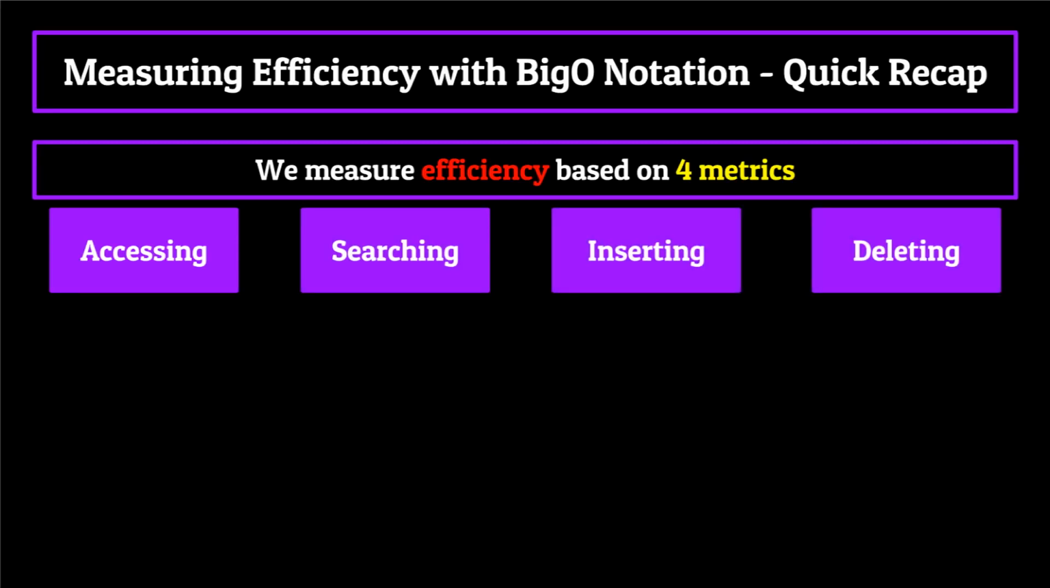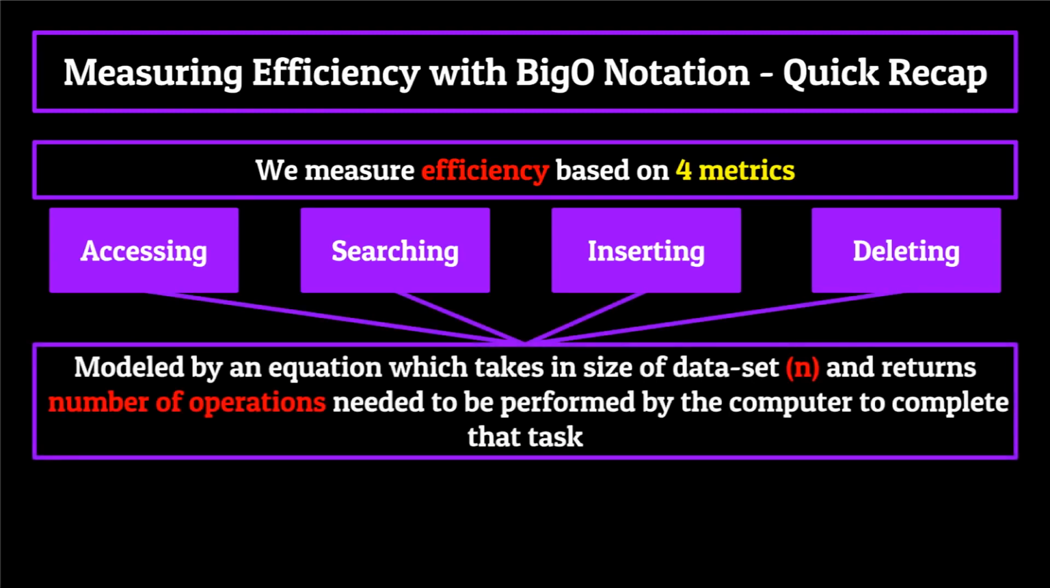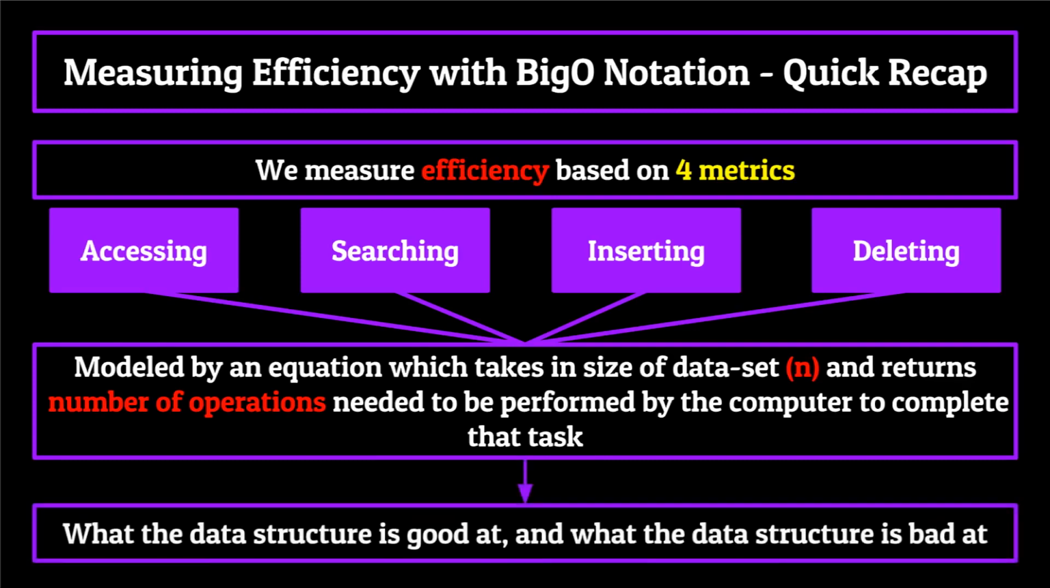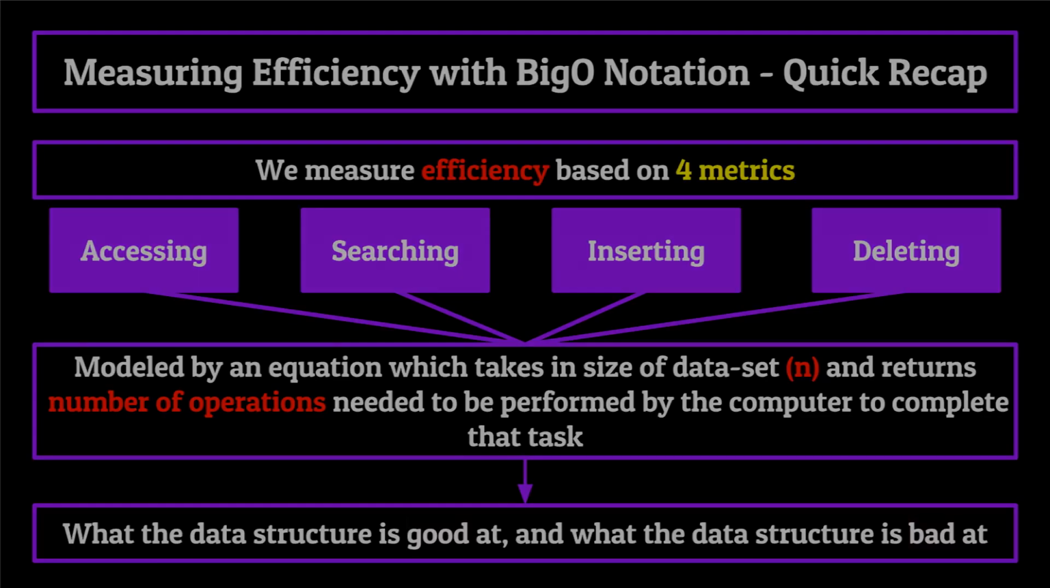Each of these criteria is modeled by an equation which takes in the size of the data structure in number of elements n, and returns back the number of operations needed to be performed by the computer to complete that task. By measuring these 4 metrics, we can get a pretty good understanding of what the data structure is good at and what the data structure is bad at.